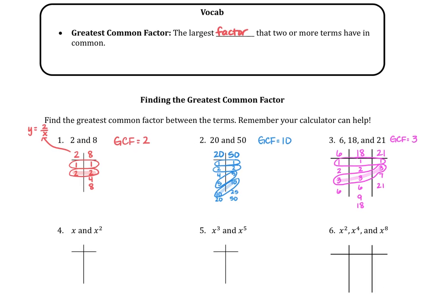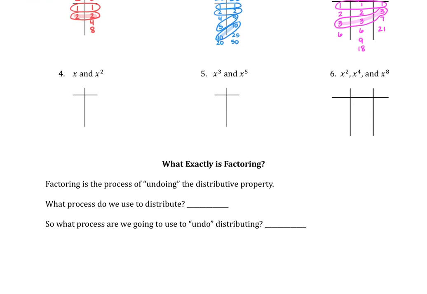All right, now let's look at GCF of variables. So if I have an x and an x squared, what I'm basically going to do with these is expand it out. So an x is just a single x, but x squared means I'm doing x times x. I'm going to circle the number that they share in common. They share 1 in common, therefore my GCF is a single x.